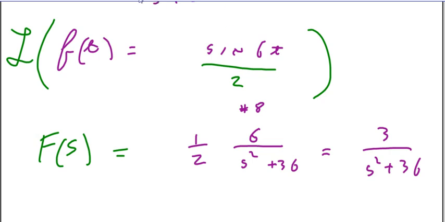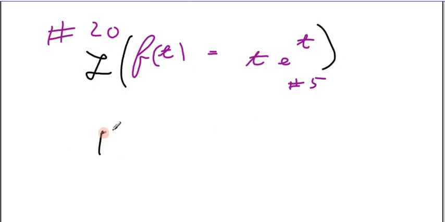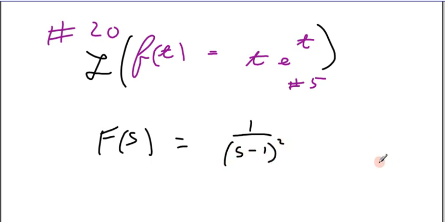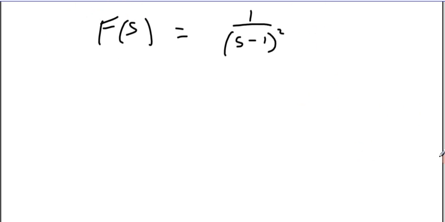Okay, we're going to go to number 20. f of t is equal to t e to the t. We're going to use number 15. Take a Laplace transform of both sides. The Laplace transform gives F of s is equal to 1 over s minus 1 quantity squared. Okay, number 22. Hope I'm not going too fast.